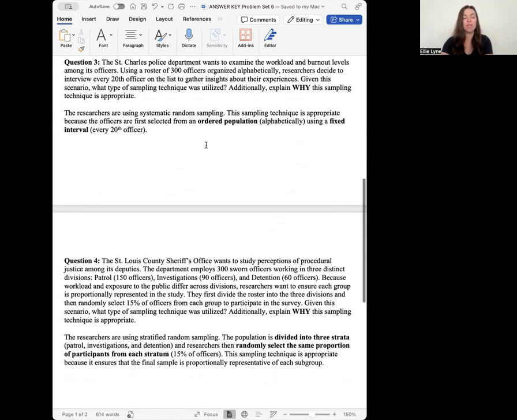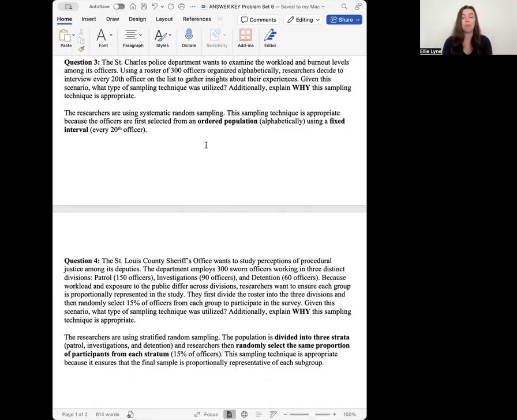Moving on to question 3. The St. Charles Police Department wants to examine the workload and burnout levels among its officers. Using a roster of 300 officers organized alphabetically, researchers decide to interview every 20th officer on the list to gather insights about their experiences. Given this scenario, what type of sampling technique was utilized?